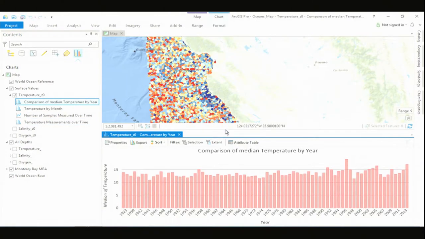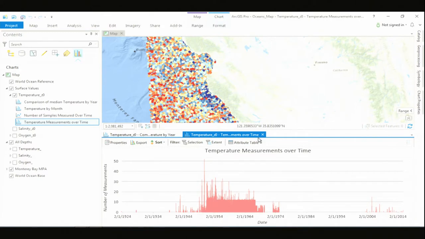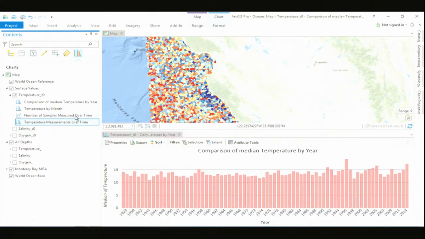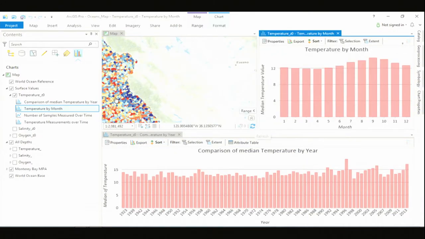Looking at this chart, we do have some variation year to year. But really, with temperature, it's more of a cyclical phenomenon, right? We see more variation probably within years than between years. So I'm also going to take a look at these measurements over months. Oops, that's the wrong chart. So let's do month, and I'll take a look at these together.